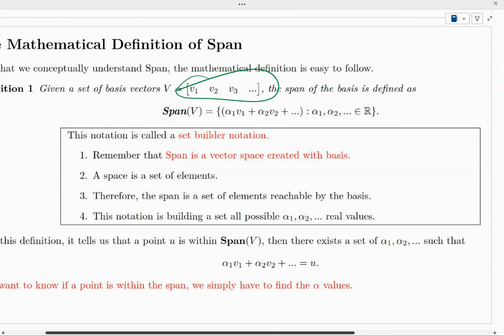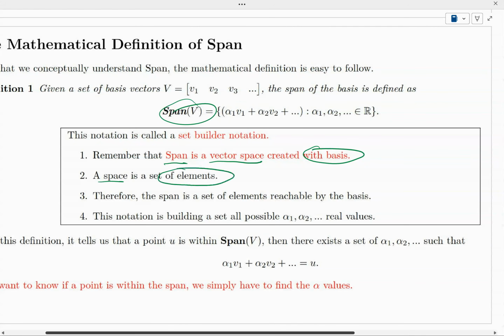Okay. Now remember, span is a vector space created with bases. So this is a span. A space is a set of elements with rules. Therefore, the span is a set of elements reachable by the basis. So you can see every possible combination reachable by this is inside this set.